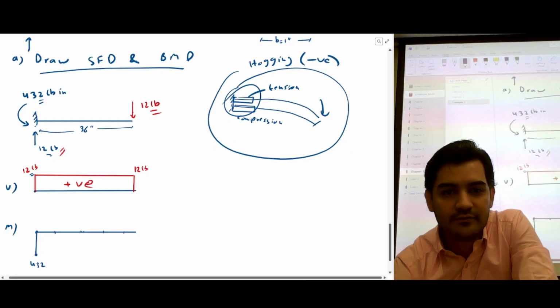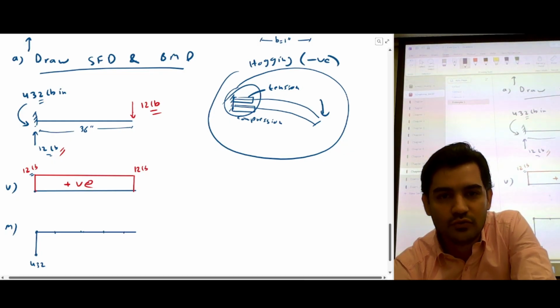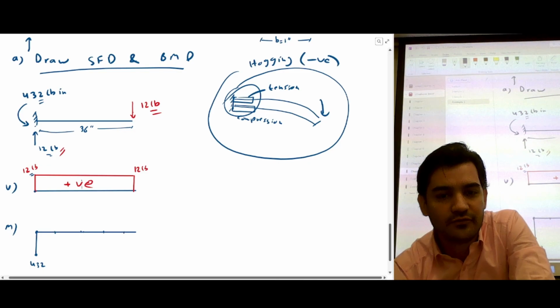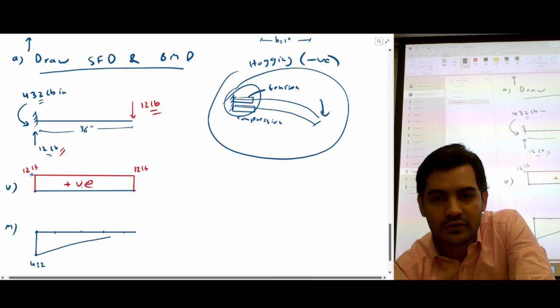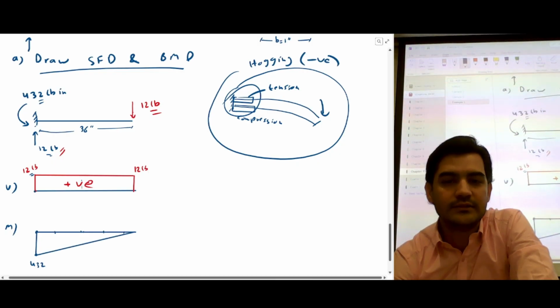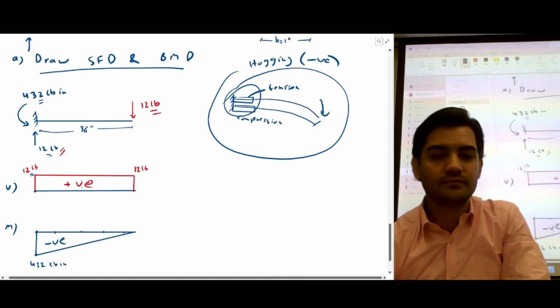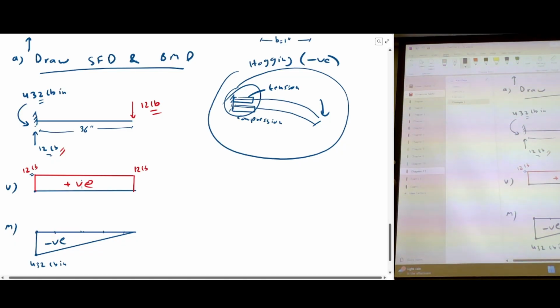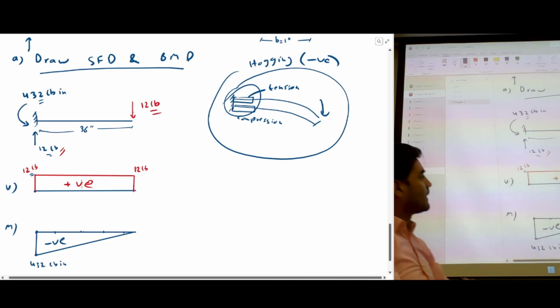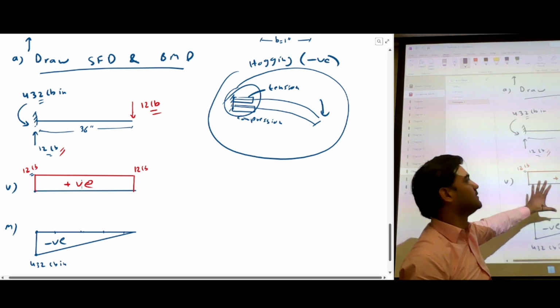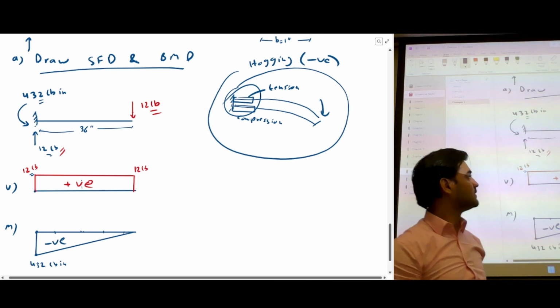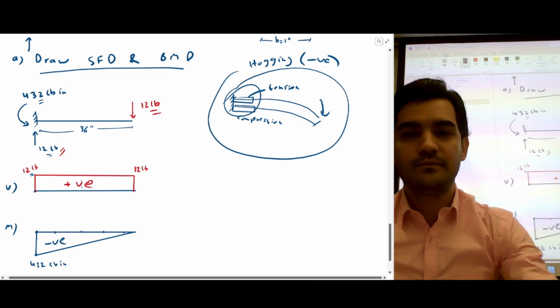So it's negative, and all you have to do is at every point add the shear force. If you do this, you're going to get something like this. This is negative, in pound inch. You guys can go back and revise your shear force and bending moment diagrams, but this is how shear force and bending moment look.